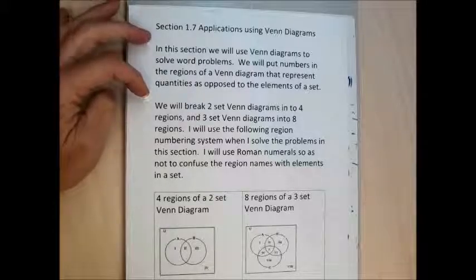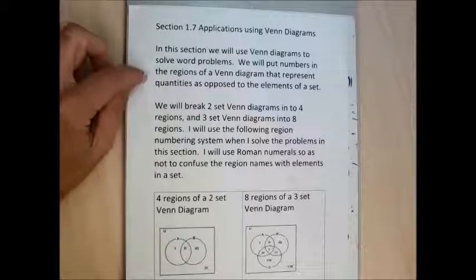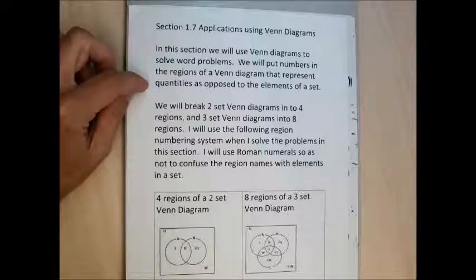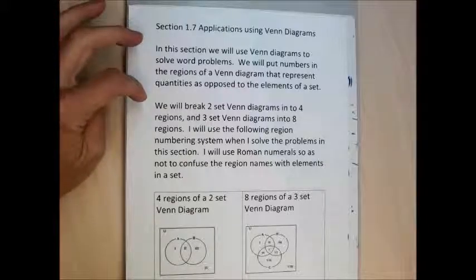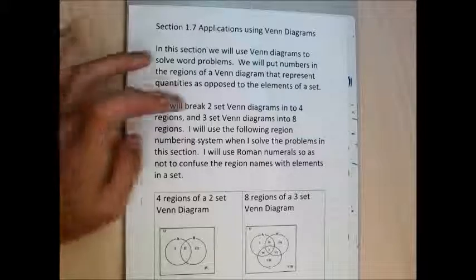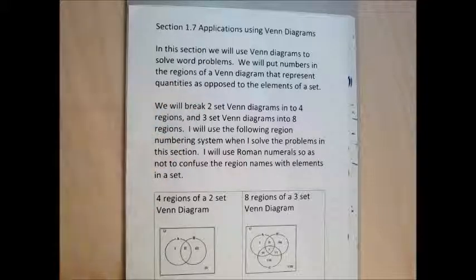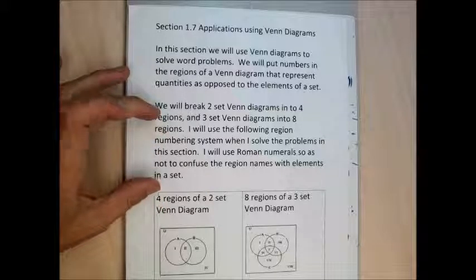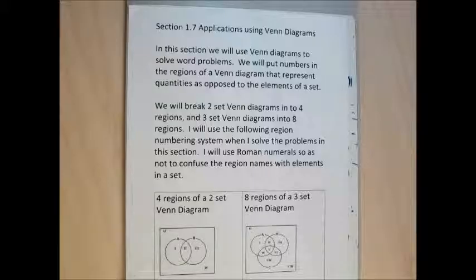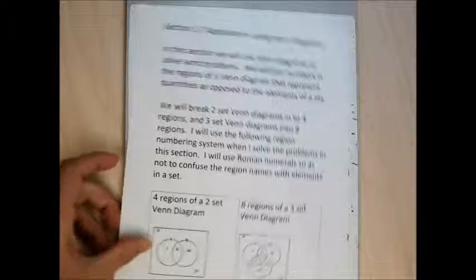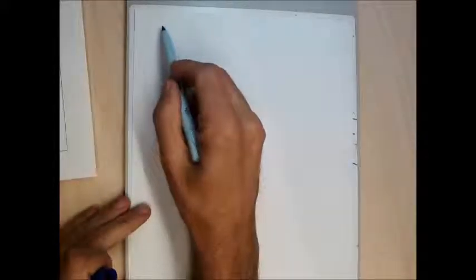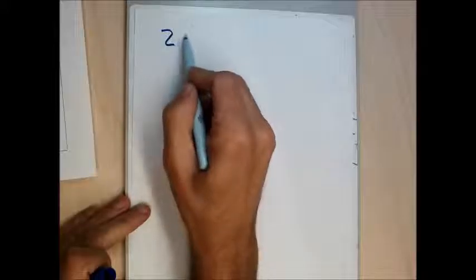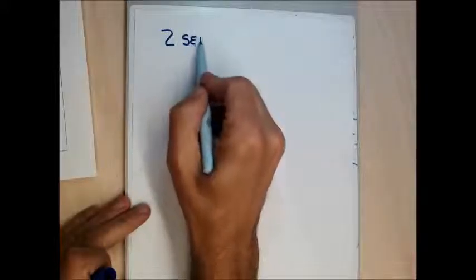So basically it says in this section we'll use Venn diagrams to solve word problems. We'll put numbers in the regions of the Venn diagrams that represent quantities as opposed to elements of a set. And we'll break 2-set Venn diagrams into 4 regions, 3-set Venn diagrams into 8 regions, and I'm going to use the following numbering system, and let me improve upon that by making some nice numbers that you're used to, as opposed to Roman numerals.